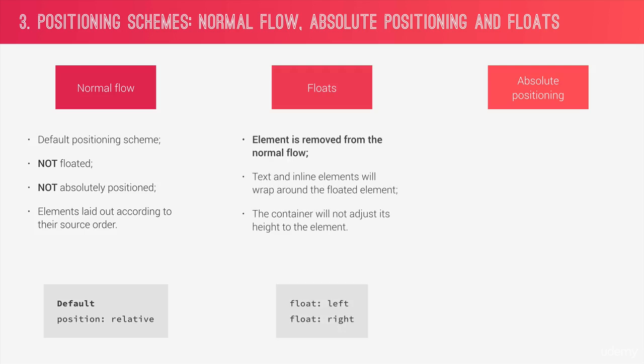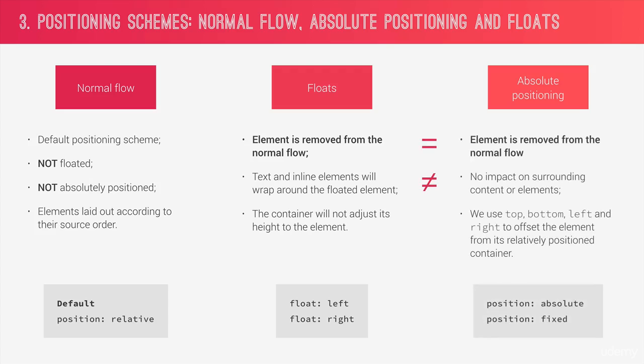The next positioning scheme is when you use floats. The float property causes an element to be completely taken out of the normal flow and shifted to the left or right as far as possible, until it touches the edge of its containing box, or another floated element. When this happens, text and inline elements will wrap around the floated element. Also, when an element is floated, its container will not adjust its height to the element, which sometimes can be problematic. The usual solution to this is to use clear fixes, which I'm sure you have used when building layouts using floats, right?